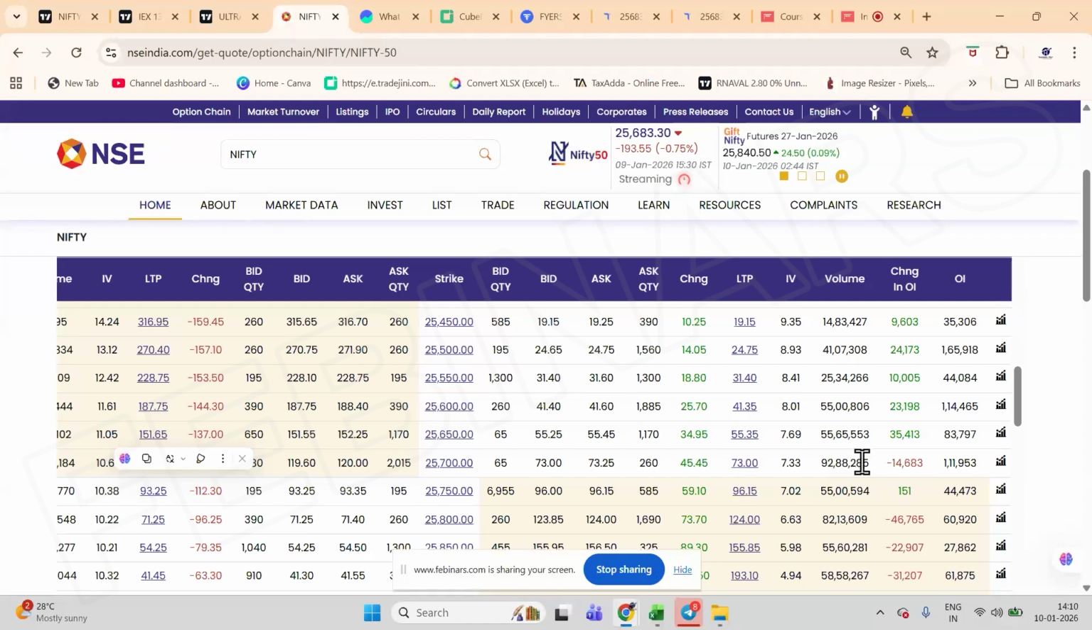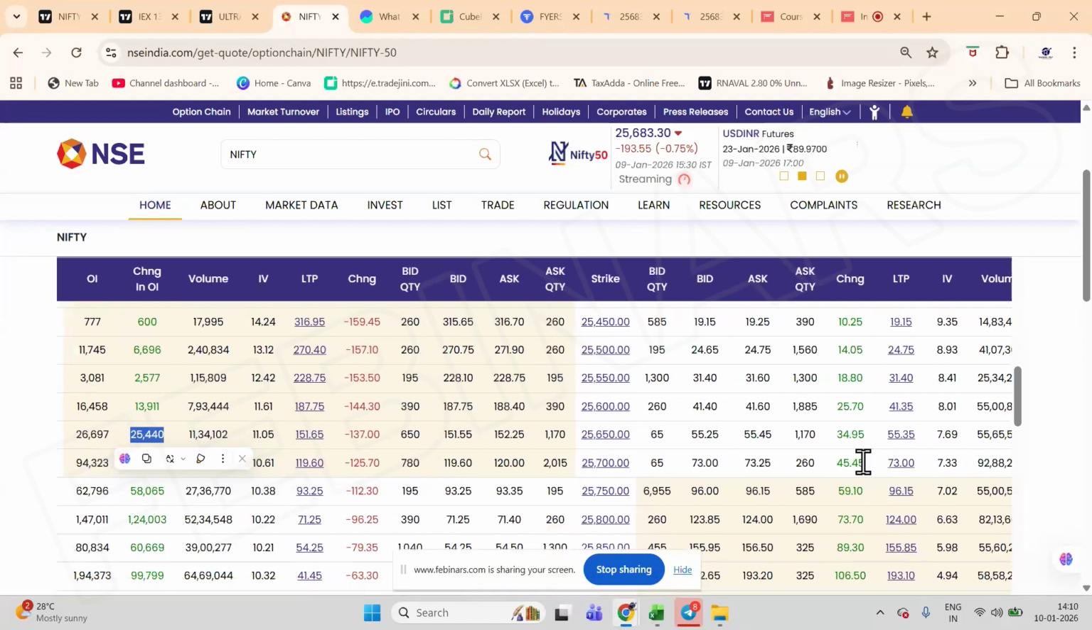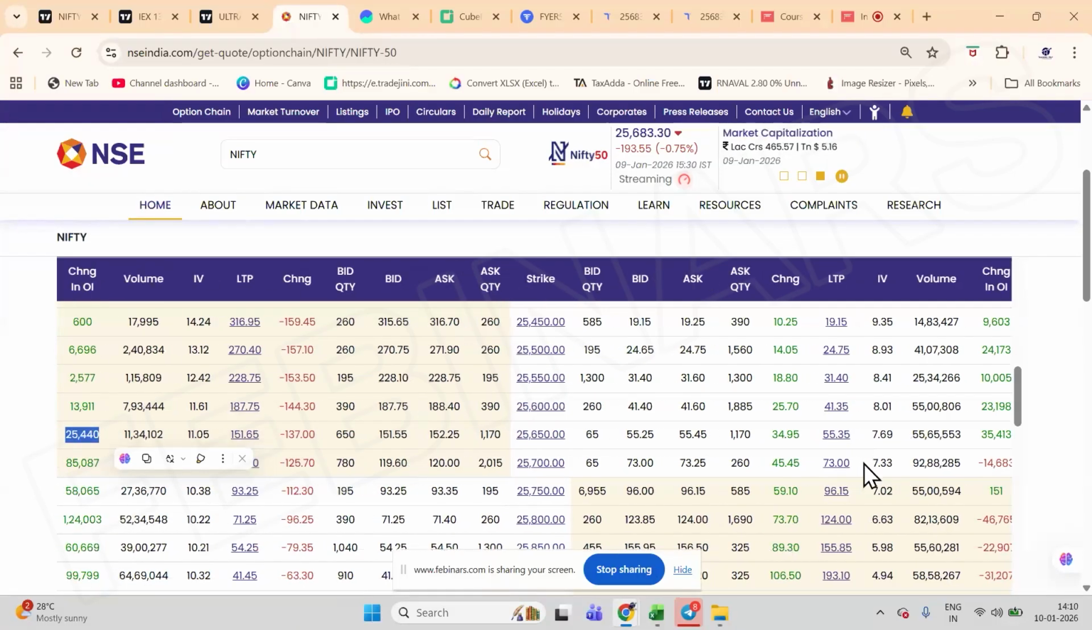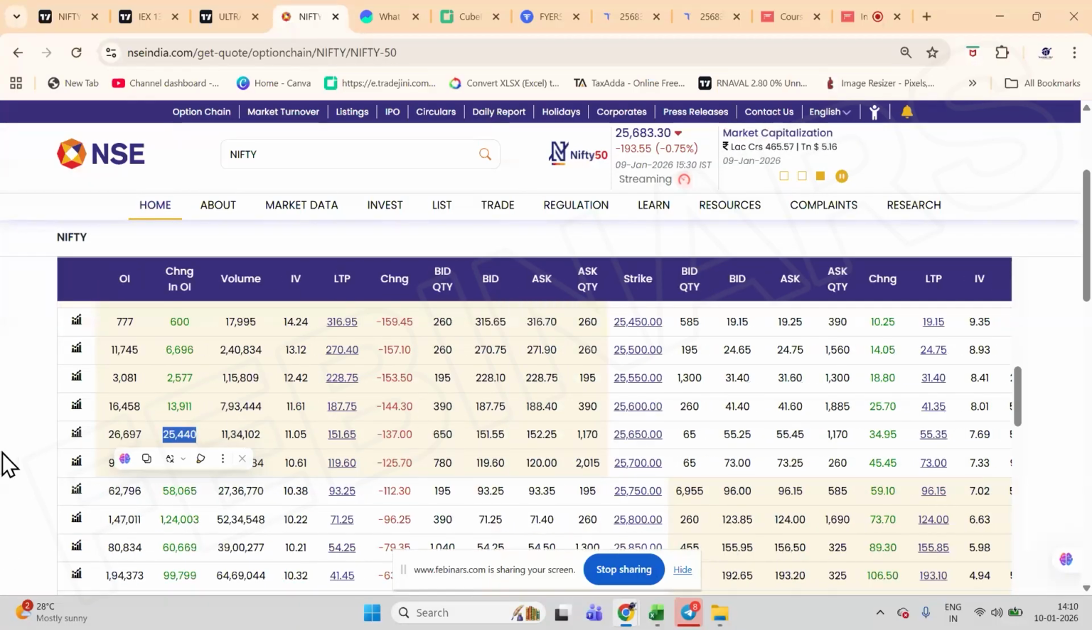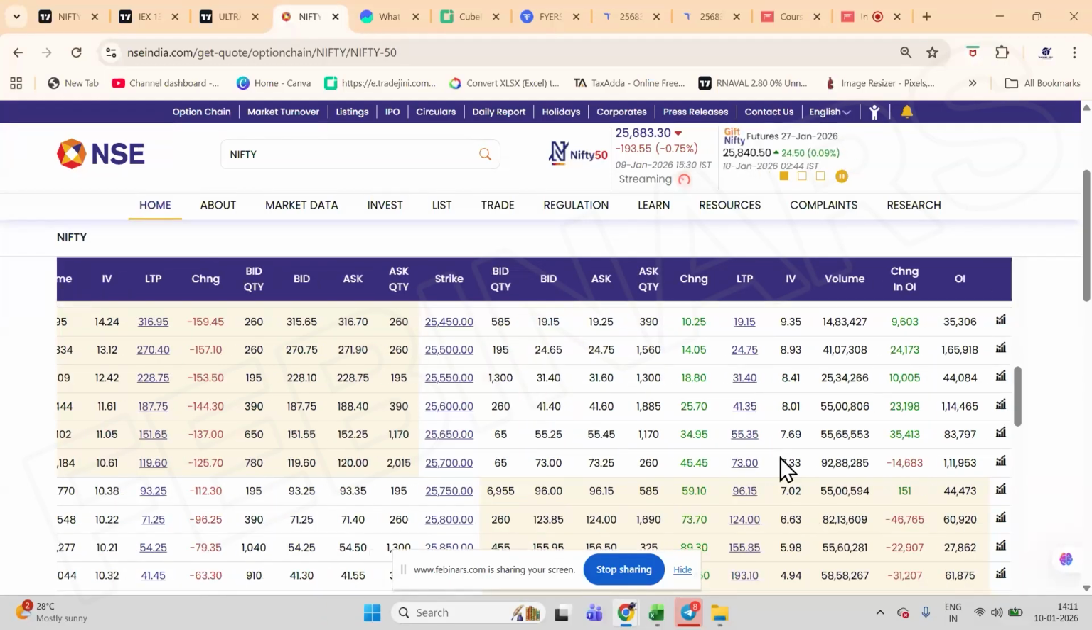This is the volume. Huge volumes in the put side is seen clearly. See, in the call side, we are seeing a volume of 36 lakhs 89,184. In the put side, the volume is 92 lakhs. Some exit of the position also has happened. That is change in OI.